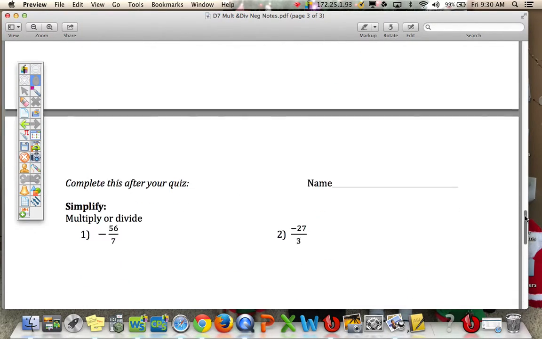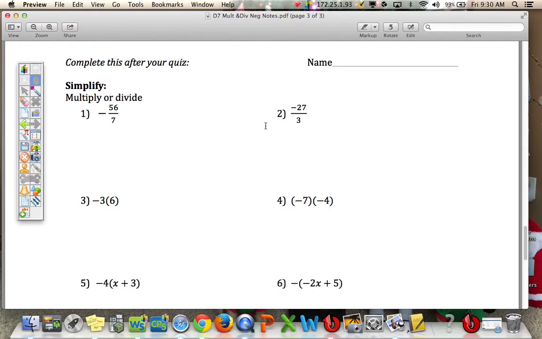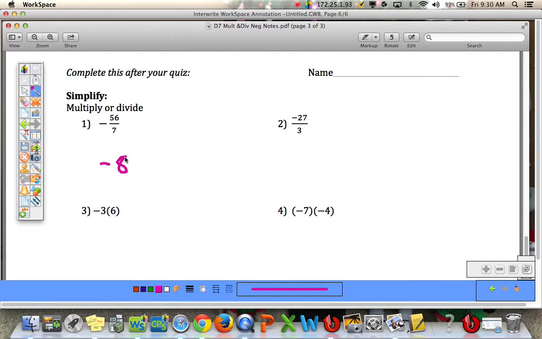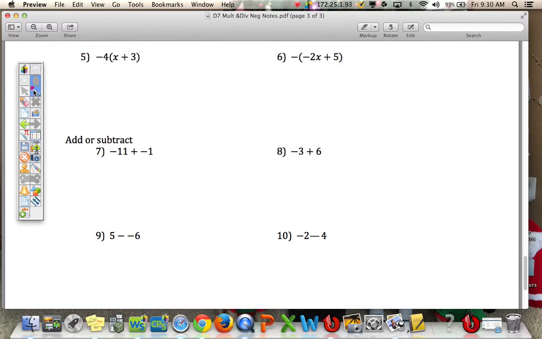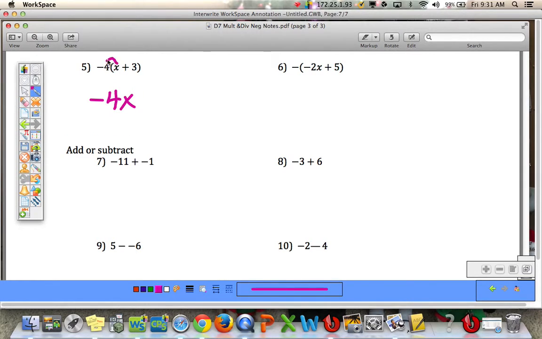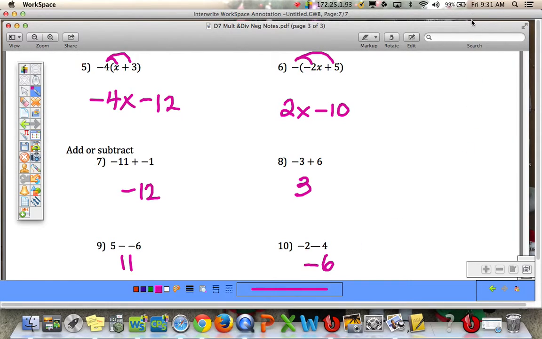So here's your assignment that you're going to work on in class and turn in. We'll do an assignment check today. I'll do a few of these, and then you can check your answer. All right, complete this worksheet, and if you have any questions, we can go over them in class.